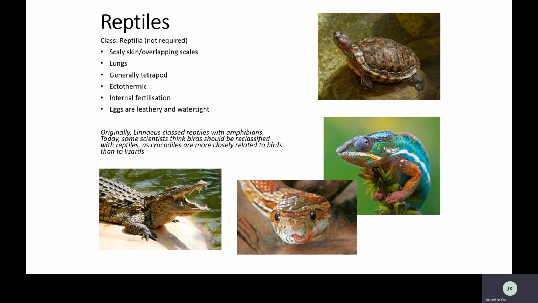Reptiles, on the other hand, can lay watertight eggs. So they're a bit leathery. They're quite different to bird eggs. But they're still ectothermic, still cold-blooded at this point. But they have a bit more developed lungs, and their skin is scaly or has overlapping scales. And they include things, of course, like crocodile, snake, and our tortoises here. A little chameleon. Then we get to birds.